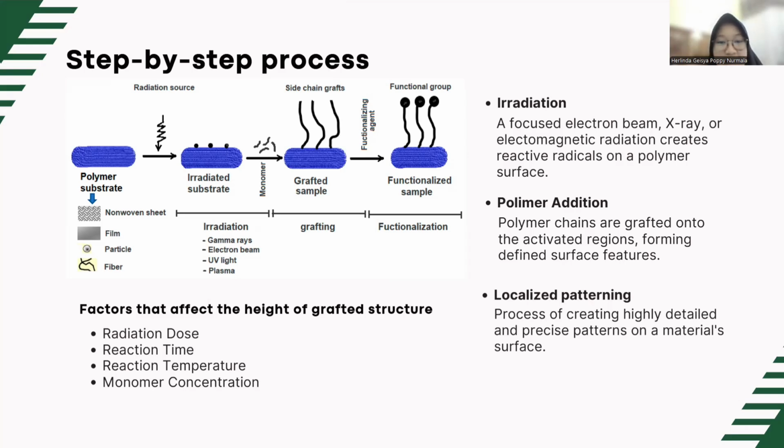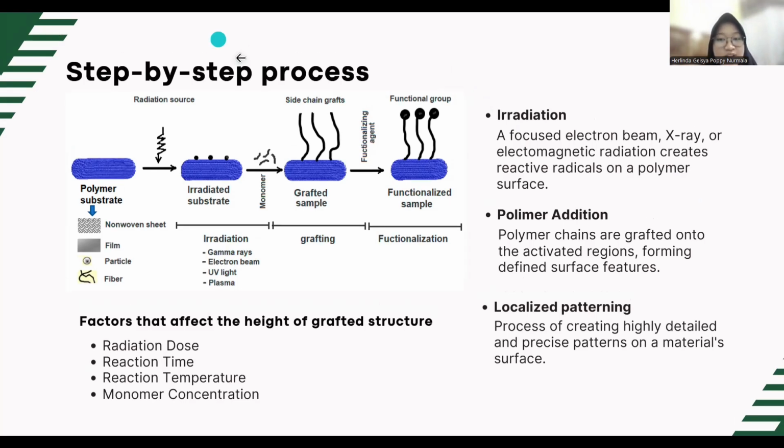Then the monomers are introduced to the irradiated substrate, and the active radicals on the surface initiate the grafting process, where the monomers chemically bond to the polymer surface and form the side-chain grafts. This step creates a grafted sample with new surface properties such as improved adhesion or resistance to environmental factors. In the final step, functionalizing agents are applied to the grafted sample to introduce specific functional groups that give the material additional properties such as catalytic activity or maybe biocompatibility.